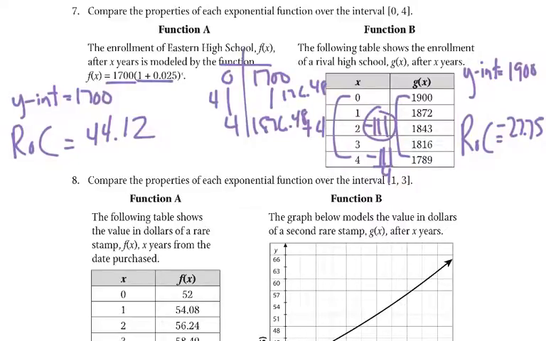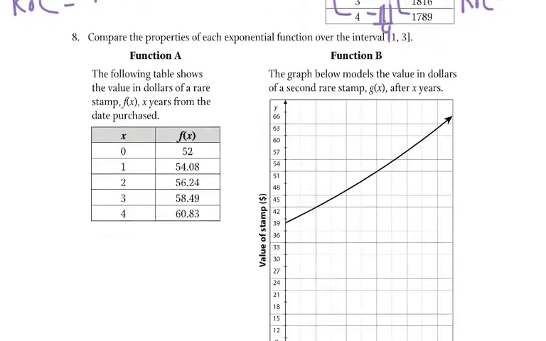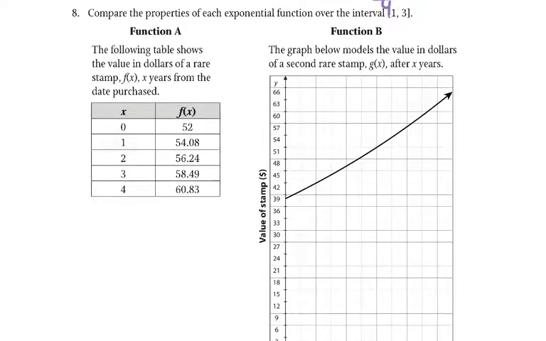Okay. All right, number 8, almost done here. Interval of 0 to 3. So at 0, that's your y-intercept, so it's right there. So that would probably be 38.